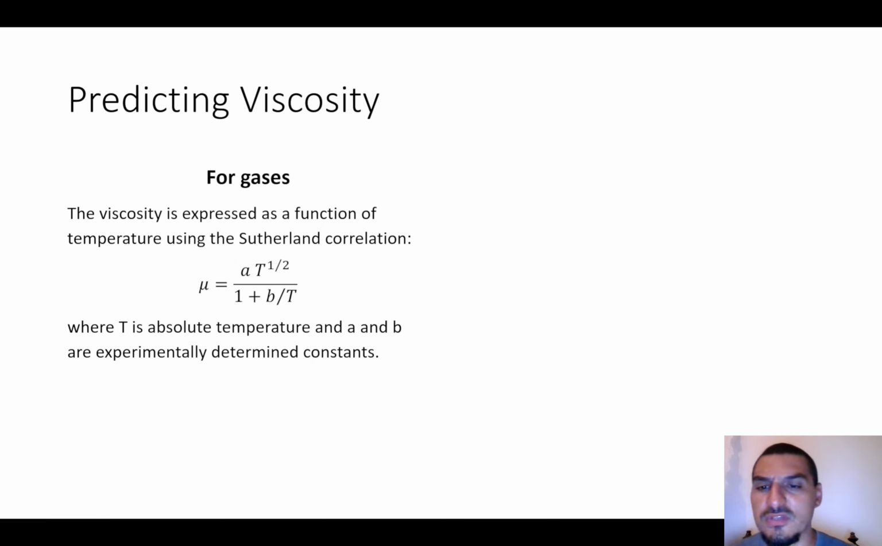What you will do is you'll just find the values of A and B for the gas that you're interested in, and then plug the temperature into the equation with A and B and calculate the viscosity. So it's as simple as this.